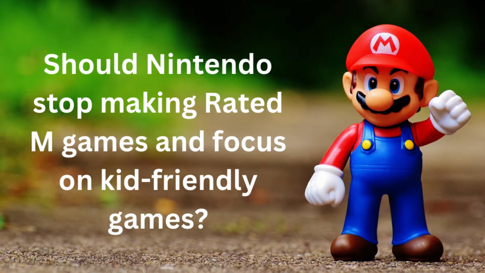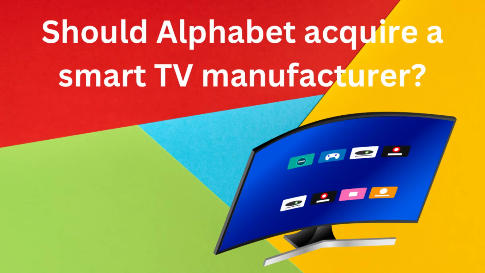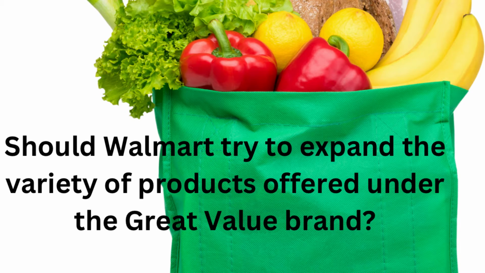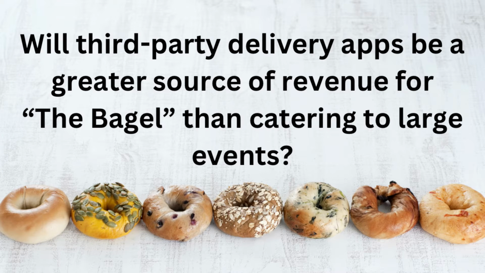Now let's explore some examples of good questions. The first could be, should Nintendo stop making M-rated games and focus on M-rated friendly games? Second, should Alphabet acquire a smart TV manufacturer? Third could be, should Walmart try to expand the variety of products offered under the Great Value brand? You could also look at a question like, will third-party delivery apps be a greater source of revenue for the bagel chain than catering to large events? And so on. All of these questions narrow the firm's options down to a clear set of options that can be addressed adequately within the word limit.